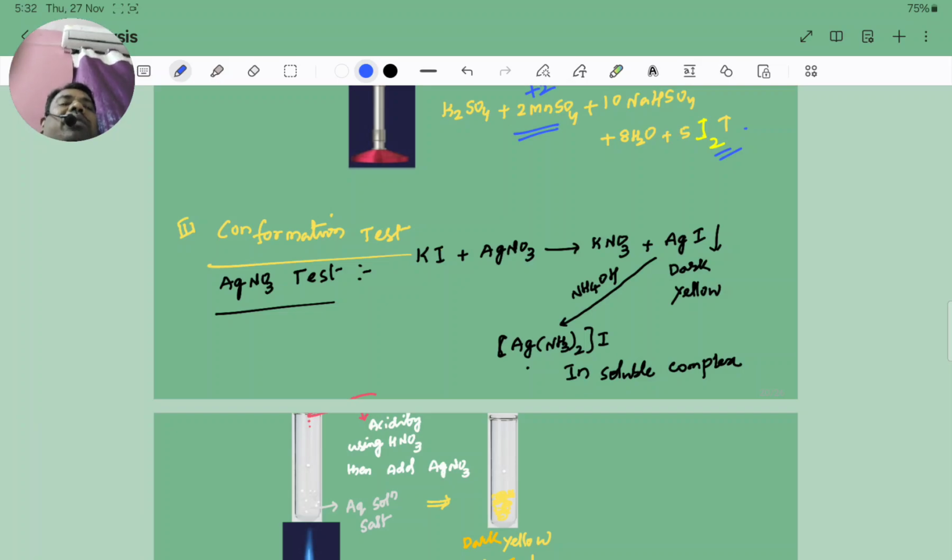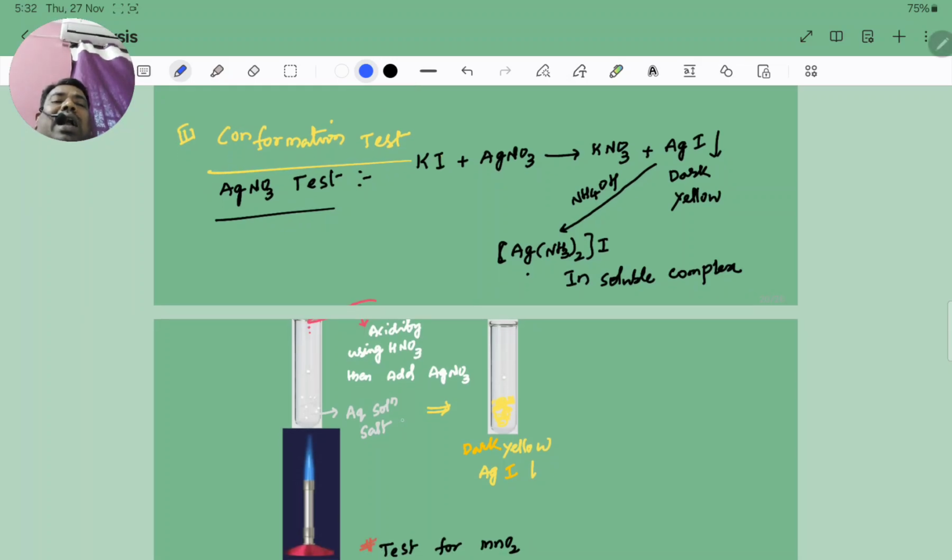Now we will move to the confirmatory test. Take the aqueous salt solution, or you can take sodium carbonate extract. Acidify the solution by adding HNO3, then add silver nitrate dropwise. After some time, it will form a dark yellow color, which indicates silver iodide formation. KI reacted with AgNO3 forms KNO3 plus AgI. It is a dark yellow color, which indicates iodide is present.